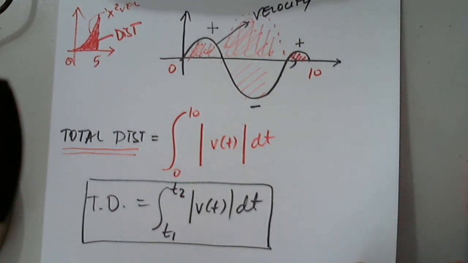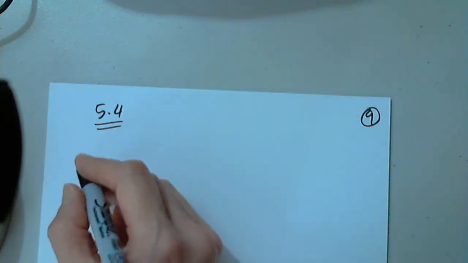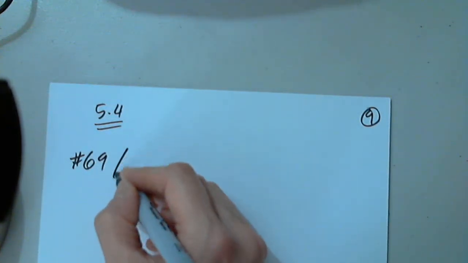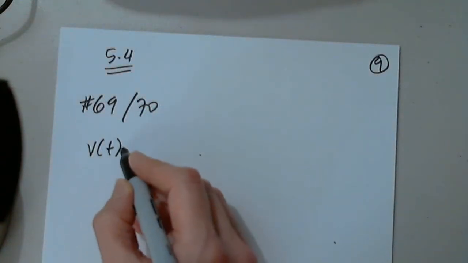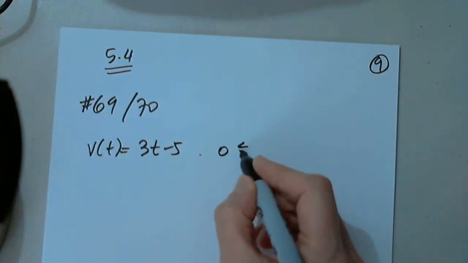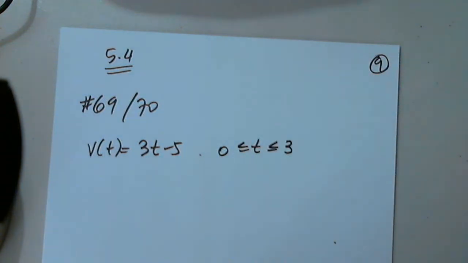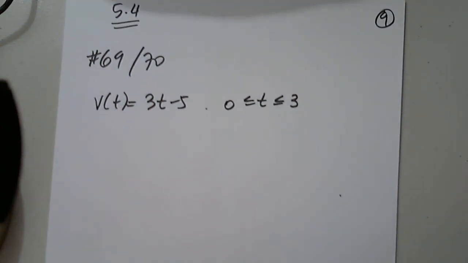Let's look at a problem. I'm in 5.4, page 9. So this is from 5.4. Let's start with 69 and also look at 70, both of them. So we have v of t equals 3t minus 5 from 0 to 3. We're asked to find two things.